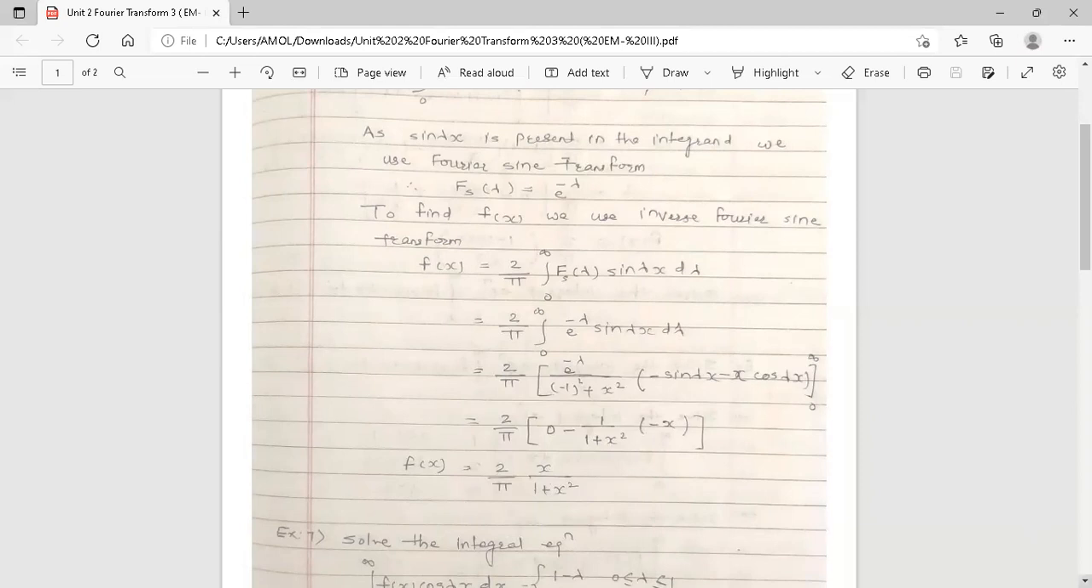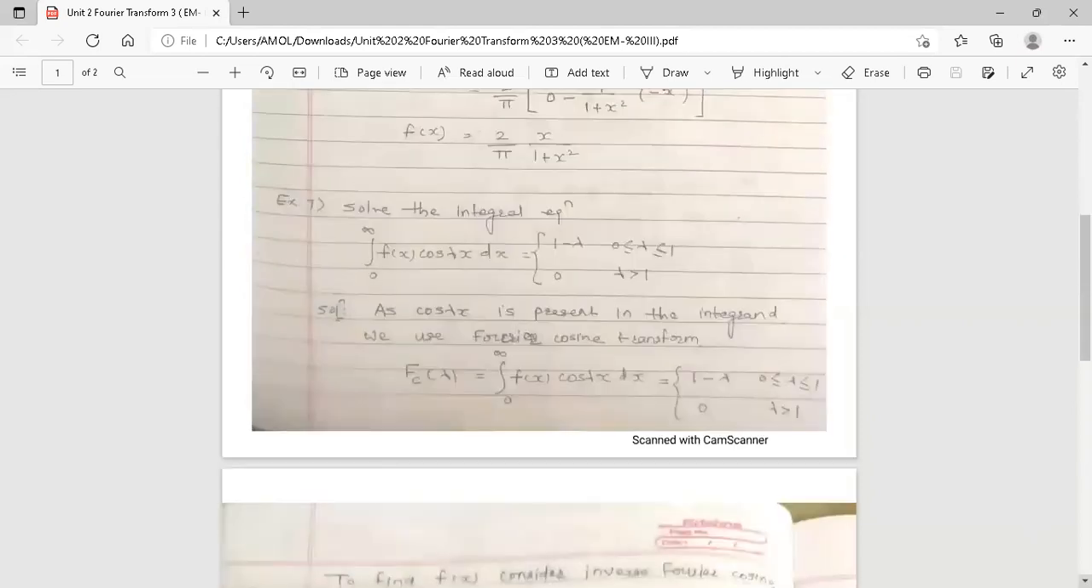Okay. Now the next example, solve the integral equation. Integration from 0 to infinity f of x cos lambda x dx is equal to, it is defined in two intervals. First 1 minus lambda when lambda lies between 0 to 1, and the second interval is 0 when lambda is greater than 1. So 1 is the point of discontinuity here, as cos lambda x is present in the integrand.